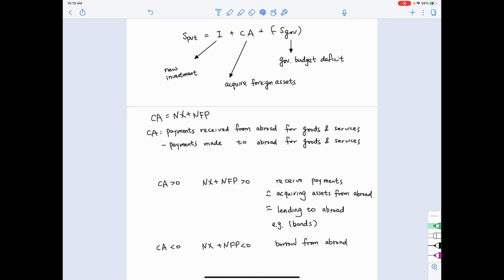So that is why, when we ask what the use of the private sector savings is, it is the sum of the new investment, which is I, acquiring foreign assets, which is the current account balance, a positive number, and the government saving with a negative sign, which means the government budget deficit. So the use of the private saving can be for financing new investment, acquiring foreign assets, or lending to abroad, plus lending to the government.